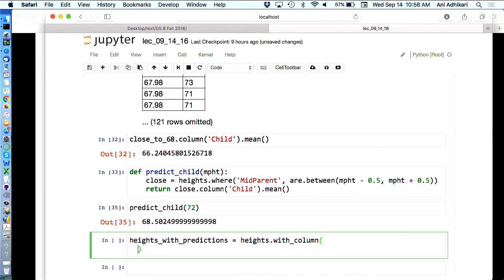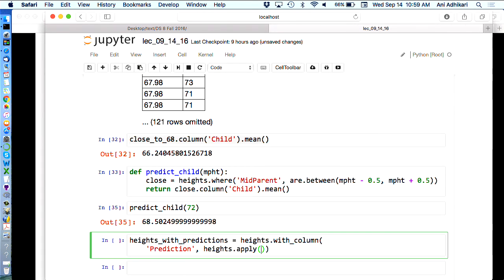Okay, what am I going to call it? I'm going to call it prediction. And, okay, now what am I going to do? How do I get all the predictions in one go? I am going to use what? Apply. Terrific. So for apply, what is the first thing that I need to type? The name of the table. And the name of the table is? My old one. It was heights. Okay, now what? Dot apply.